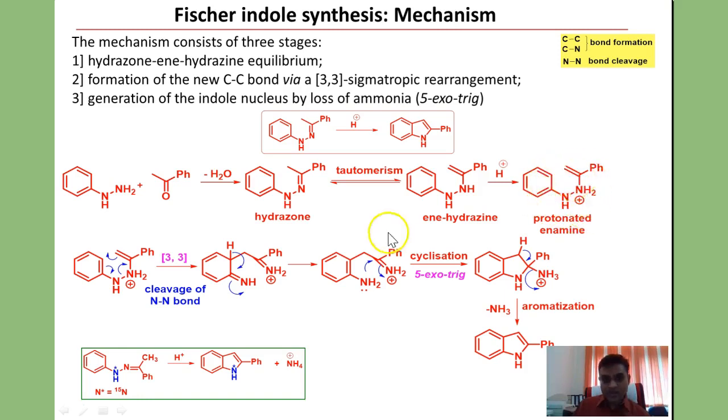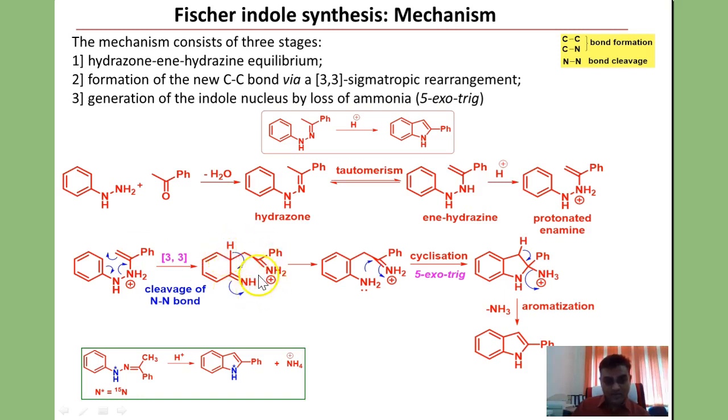It undergoes a 3,3 sigmatropic rearrangement. It is a pericyclic reaction pathway. It is a concerted pathway, and here two things happen in this step. One is a nitrogen-nitrogen bond cleavage, because out of 2 nitrogens of the phenylhydrazine, we require only 1 nitrogen, and this bond is cleaved here, as well as the carbon-carbon bond is formed. This is a very important stage of the mechanism. So cleavage of the nitrogen-nitrogen bond as well as the formation of the carbon-carbon bond occurs through a pericyclic reaction pathway.